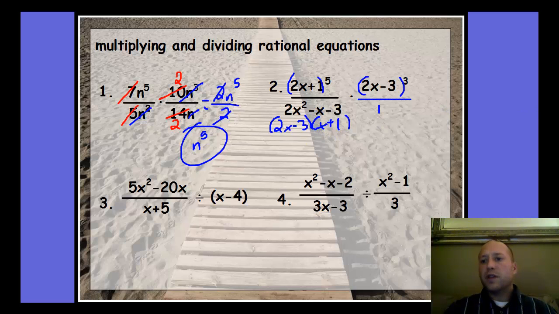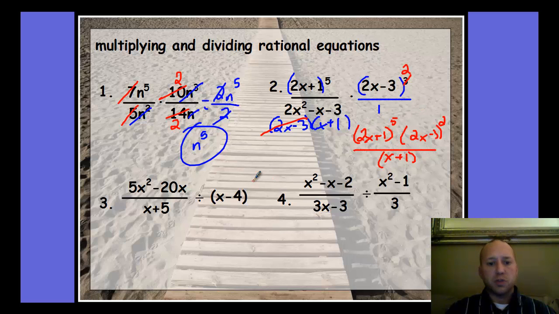And so now I'm looking for things in the numerator and denominator that reduce. And so I see a 2x minus 3 here, and an x minus 3, one of these reduce. And I have an x plus 1 here, it doesn't reduce with anything. And so my numerator is 2x plus 1 all to the fifth times 2x minus 3 squared all over x plus 1. And at this point, we don't need to worry about actually distributing it out. That's too much mess.